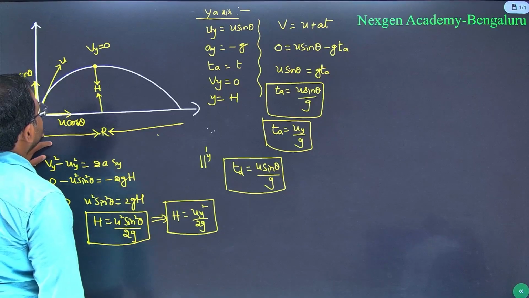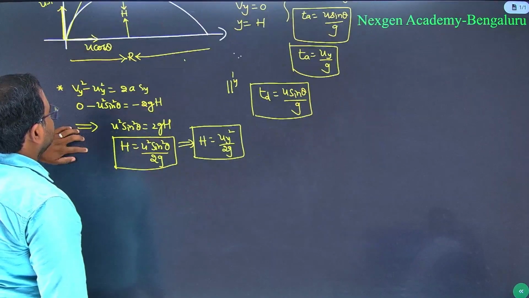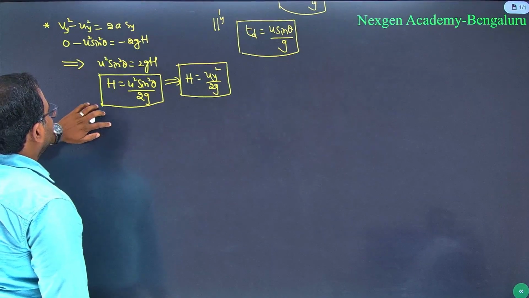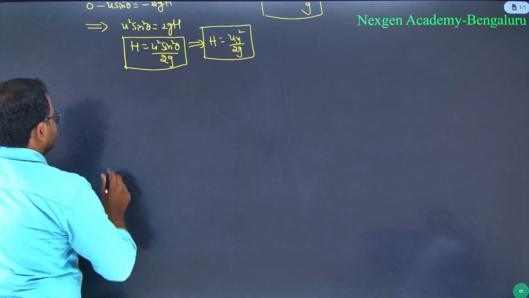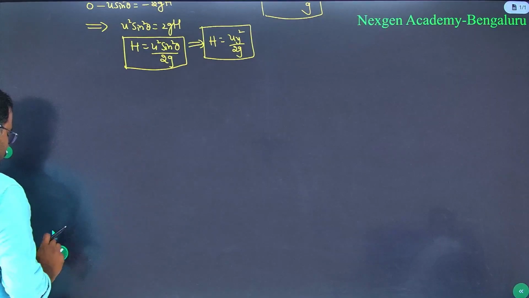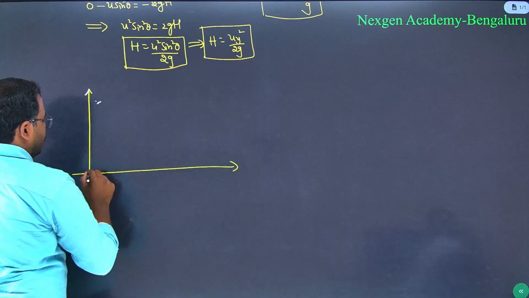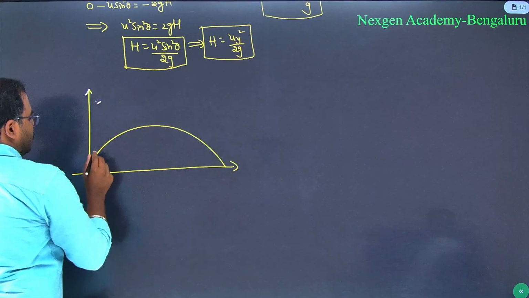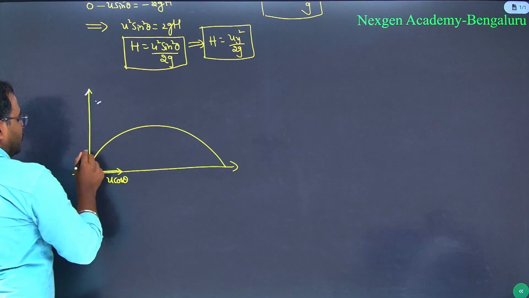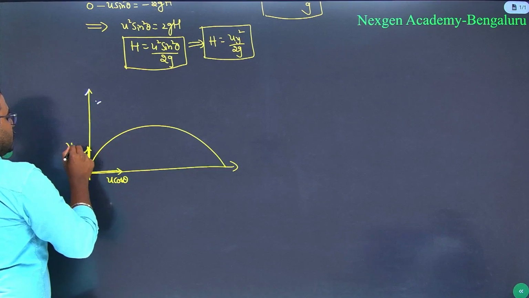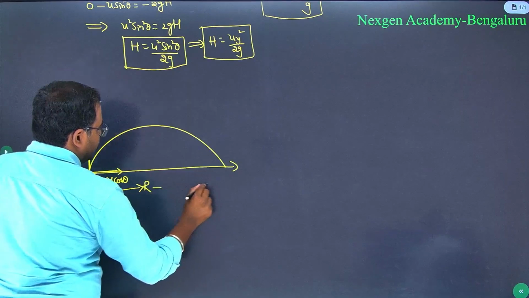Next. One more important quantity is horizontal range. Look at this. Here we have horizontal range in this way. Same horizontal component of velocity as u cos theta. Vertical component of velocity as u sin theta. In this case, horizontal distance traveled by the body we have to find.